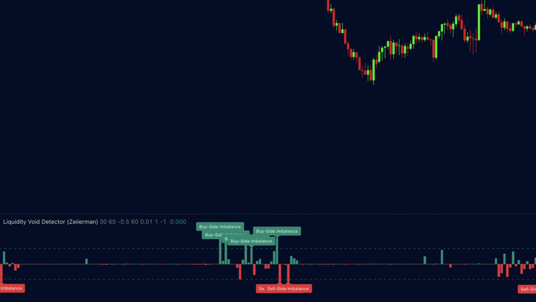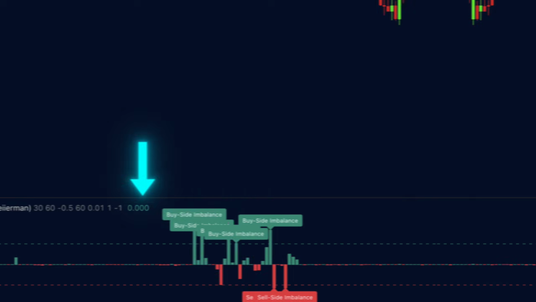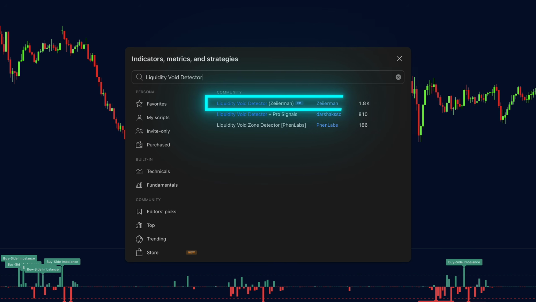Now, if you want to try this tool yourself, the indicator used in this video is called Liquidity Void Detector, created by Zierman. You can find it directly in TradingView by searching for it in the indicators menu.